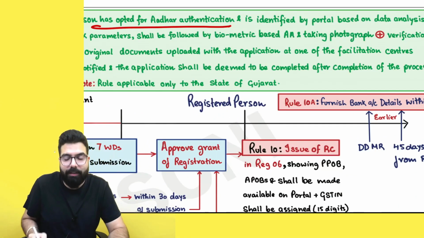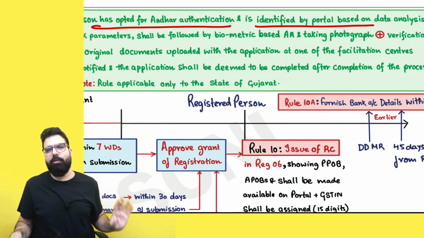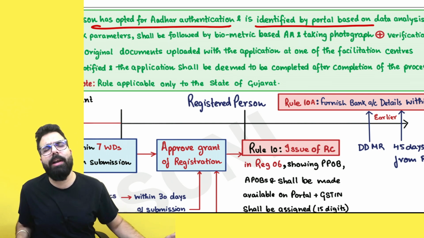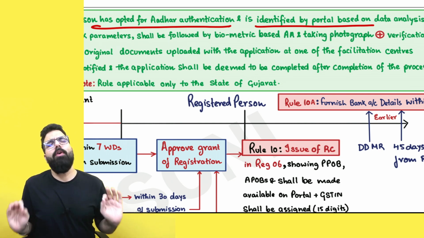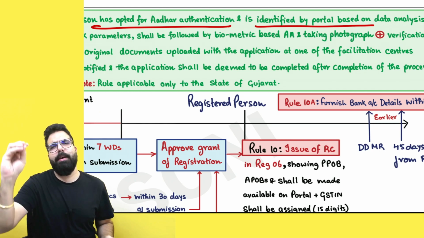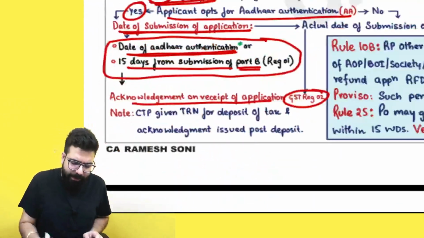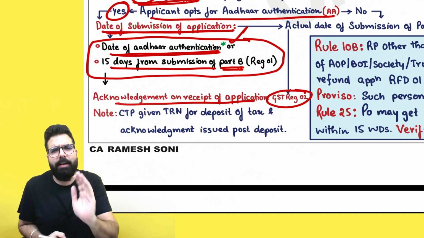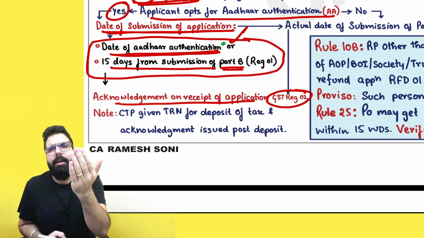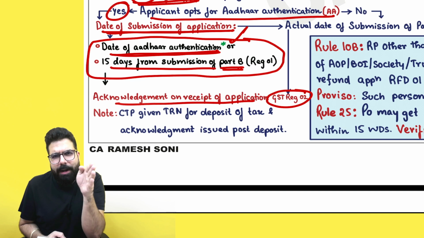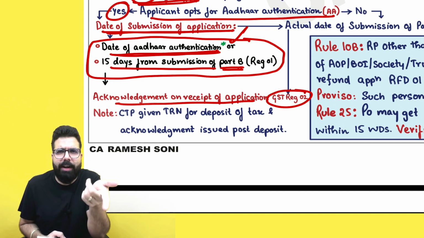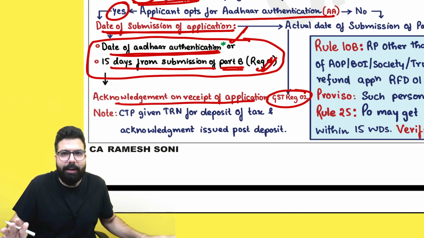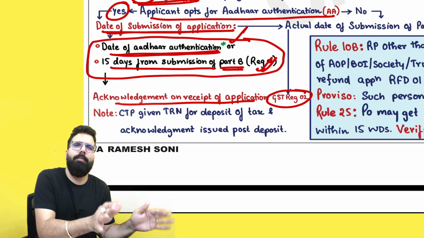So sir, if you have opted for Aadhaar authentication but you are identified by the portal, so simple, generally what will happen, if I submit my application, and if I say I want to do Aadhaar authentication, then the date of Aadhaar authentication is the date of submission of application. If I don't complete my Aadhaar authentication in 15 days, once the 15 days get over, that will be deemed as the date of submission of application and the application will be picked up for verification.